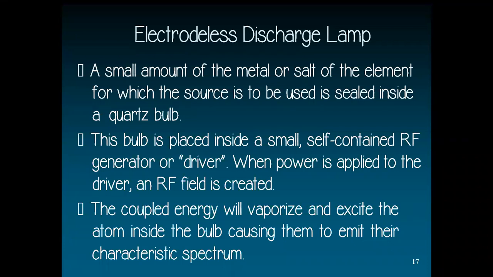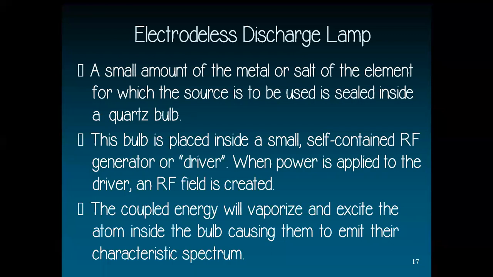It consists of a small amount of the metal or the salt of the element for which the source is to be used, and it is sealed inside a quartz tube bulb. That means here we just fill in the salt of that metal. For different elements, we will have a hollow cathode and inside it we fill the salt of that element, or the element itself, that we want to analyze. That means we can change it every little while. Now this is sealed inside a quartz bulb.